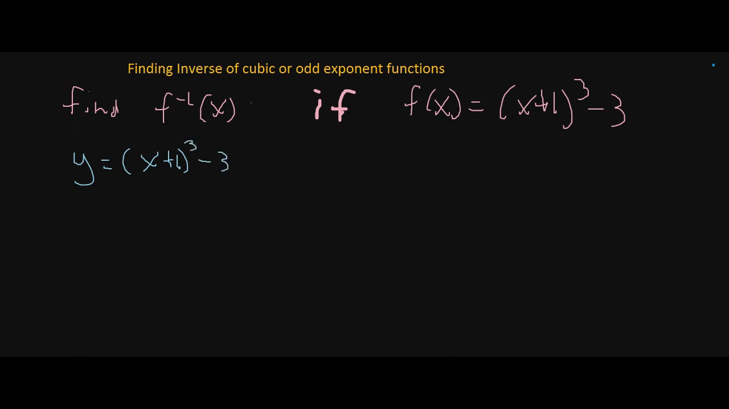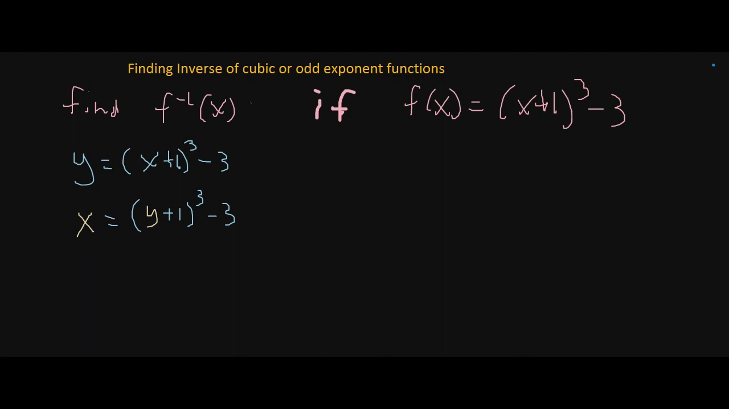Step 1 is always switch your x and y variables, right? So let's do that. We have x is equal to (y plus 1) raised to the third power minus 3. So the first step is we switch our x and y values. Now we go and solve this.